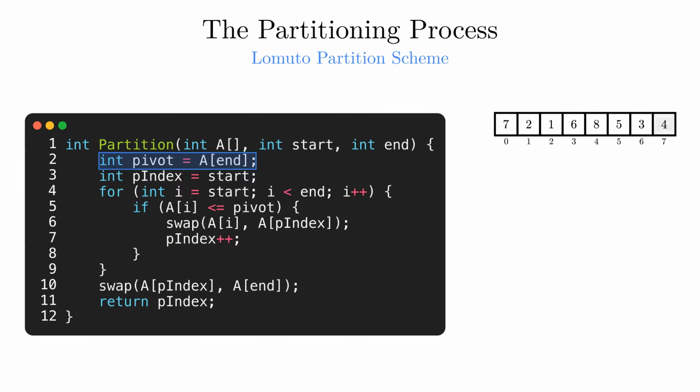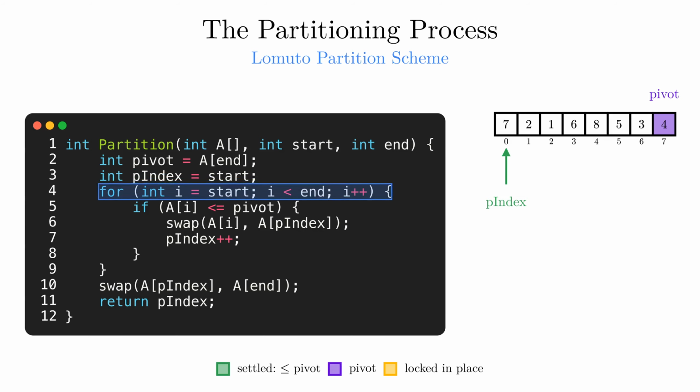In the Lomuto partition scheme, we always select the rightmost element as the pivot. We initialize p_index to the start of the array. It tracks the boundary of the less than or equal region. We begin scanning the array with our loop variable I. 7 is greater than the pivot 4. The condition is false, so we do nothing and let I advance.